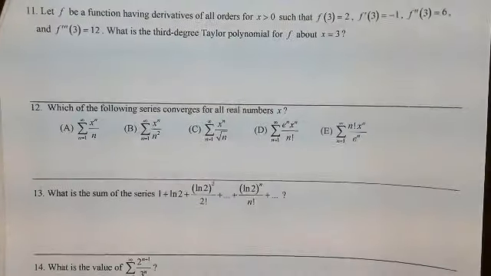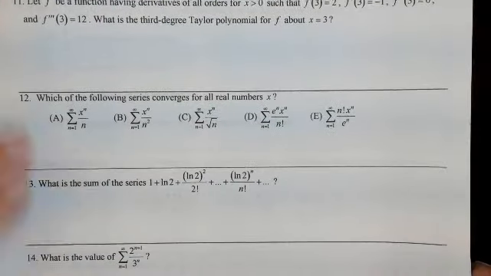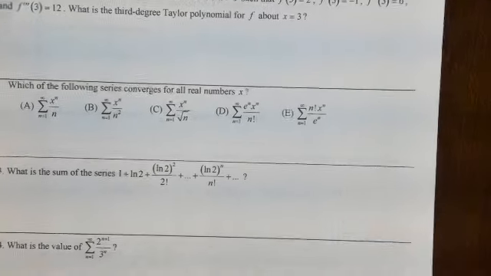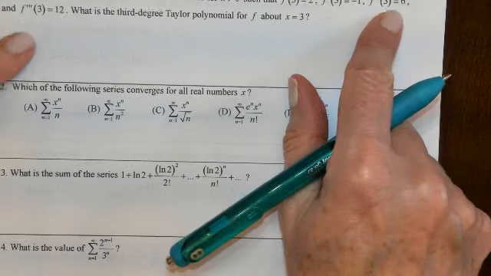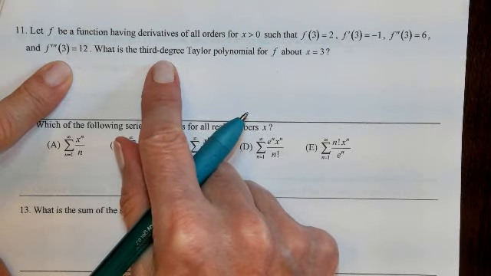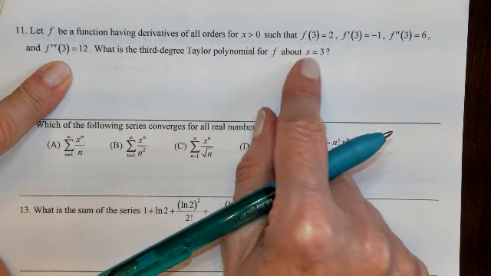Okay. Number 11. Let f be a function having derivatives of all orders, and here they give us several derivatives. What is the third degree Taylor polynomial? Okay, about x equals 3.